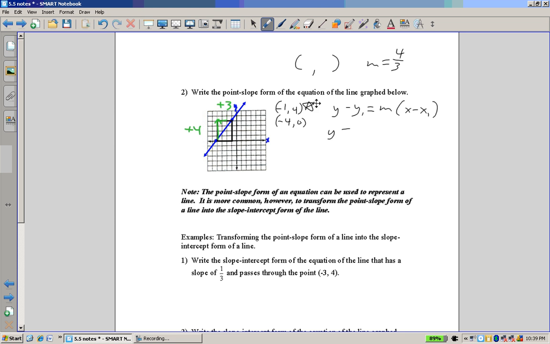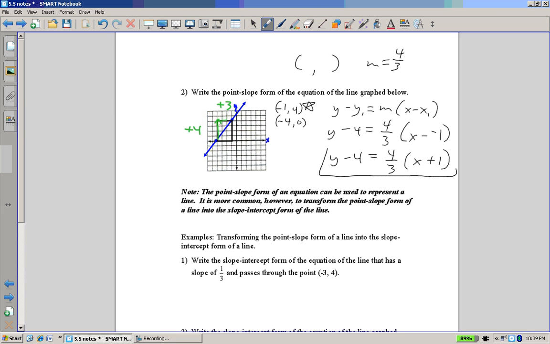Y minus y sub 1 equals m onto x. Again, that doesn't have a number, so don't plug in a number. Minus x sub 1 is going to be negative 1. Now I do need to clean this up before I continue. Y minus 4 equals 4/3 onto x plus 1. And there is my point-slope form of the equation.